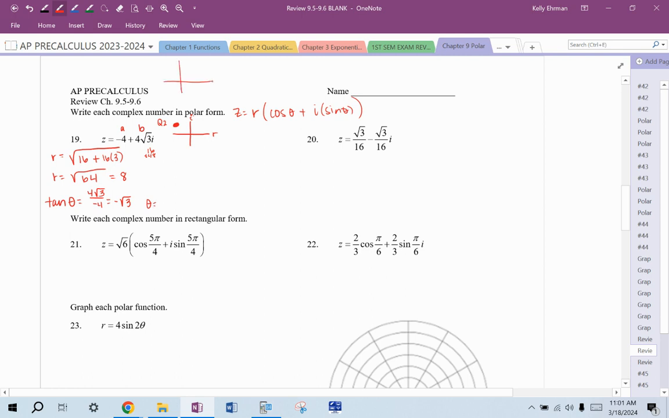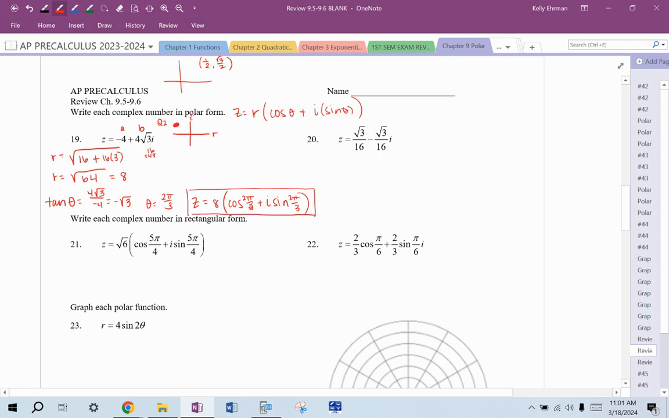Let's see. We are at pi over 3, right? Because here's the pi over 3 angle. Tangent is radical 3 over 1. And so in quadrant 2, that's 2 pi over 3. So our answer for this one is z equals r, which is 8, because I'm facing quadrant 2, so I'm going forward 8. And then cosine of 2 pi over 3 plus i times sine of 2 pi over 3. And that's how we leave our answer.